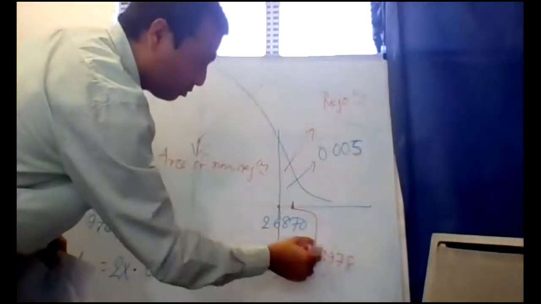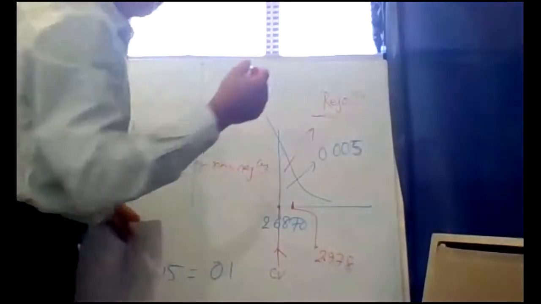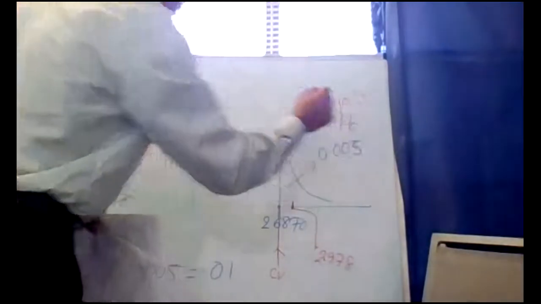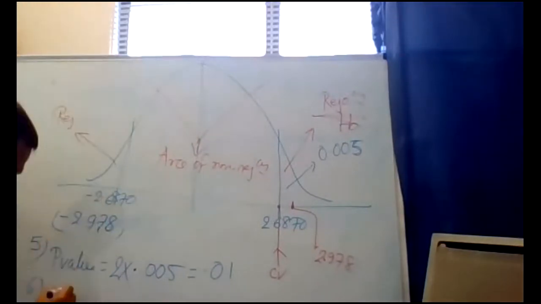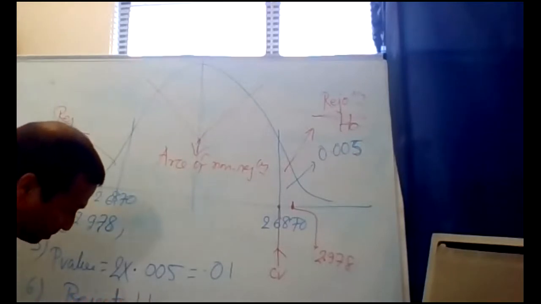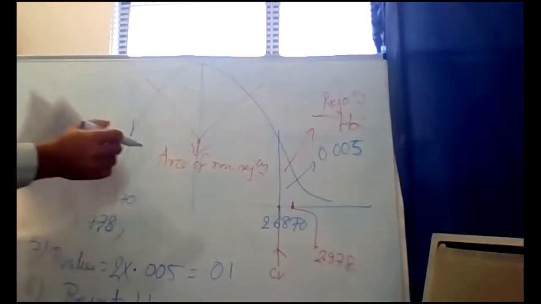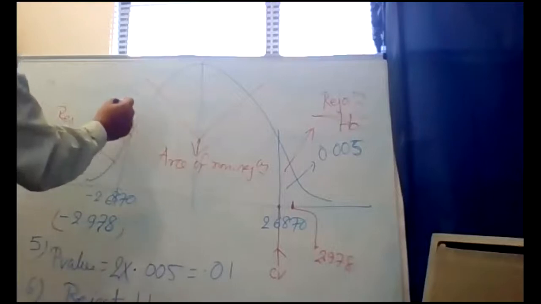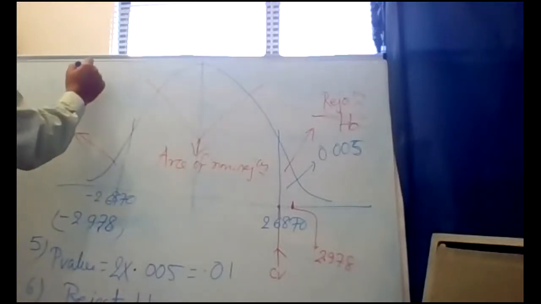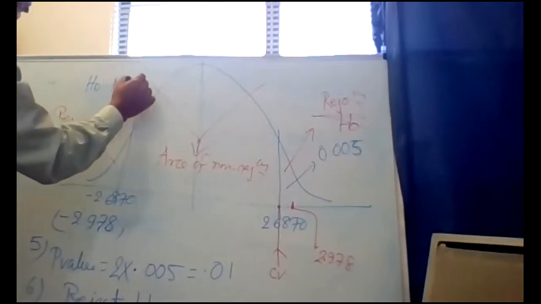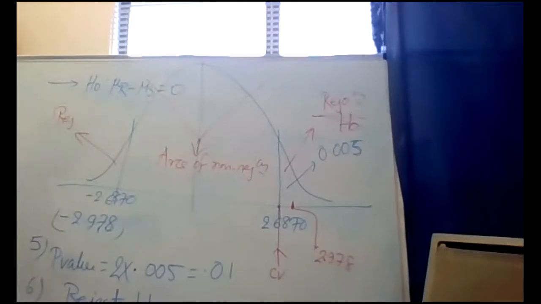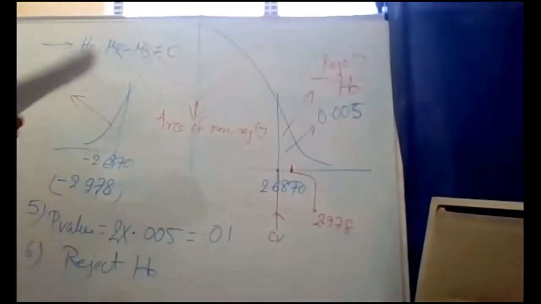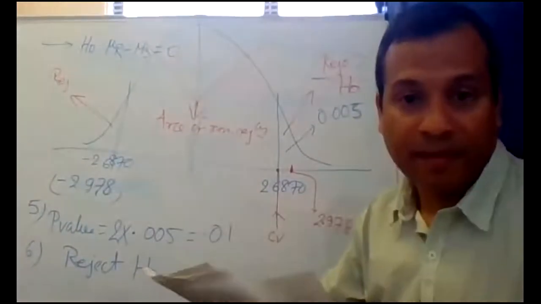So the t value falls under the area of rejection. That means we must reject the null hypothesis. So what is the conclusion? Step number 6 will be reject H naught. So reject H naught means, what was the null hypothesis? The null hypothesis was that there is no difference: mu r minus mu b equal to 0. That was our null hypothesis. So we have not received any support for this, and we got support for the alternative hypothesis. So reject H0. That was the conclusion. Any doubt here? Any doubt?